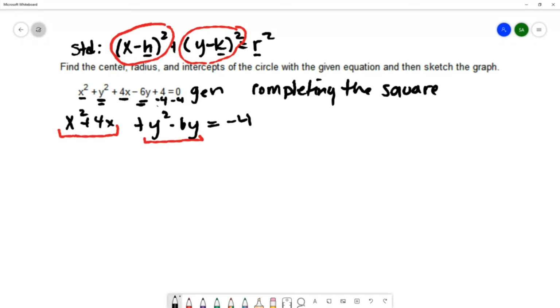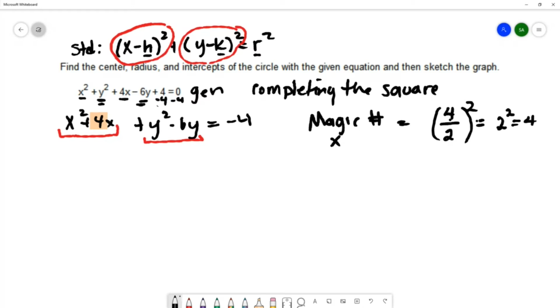So we need to get the magic number for the x group. To get the magic number for the x group, you're always going to start with the coefficient of the x. So we're starting with 4. And we're going to divide that number by 2 and then square it. So you always start with that coefficient, then divide by 2 and square it. That gives me 4 over 2, which is 2, and then 2 squared is 4. So the magic number for the x group is 4.